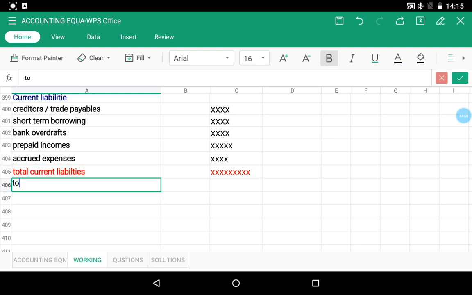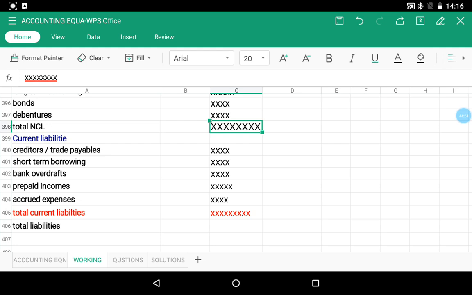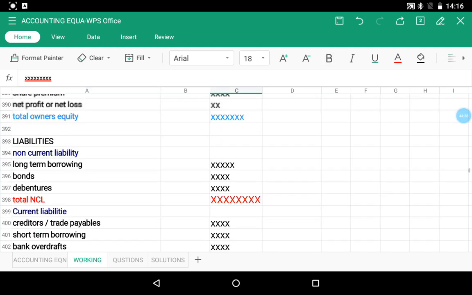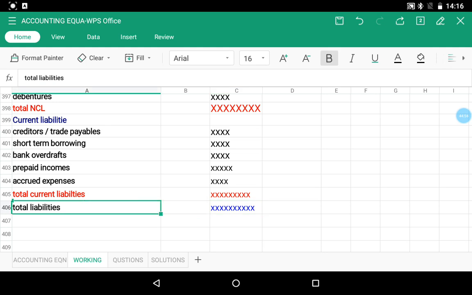Now let us get our total liabilities. And remember, to get total liabilities, you come here and get total non-current liabilities, and you add current liabilities to get our total liabilities. Here you will get our total liabilities.